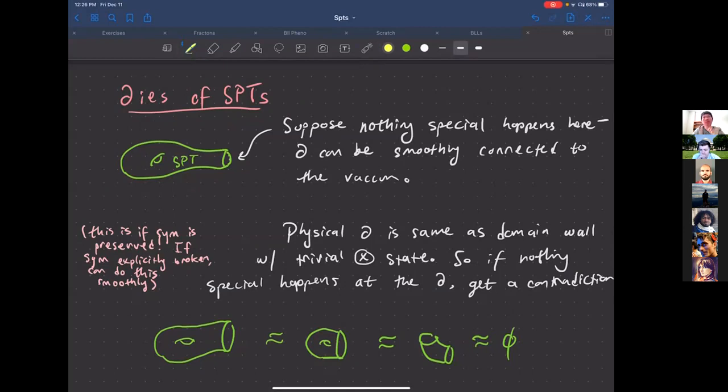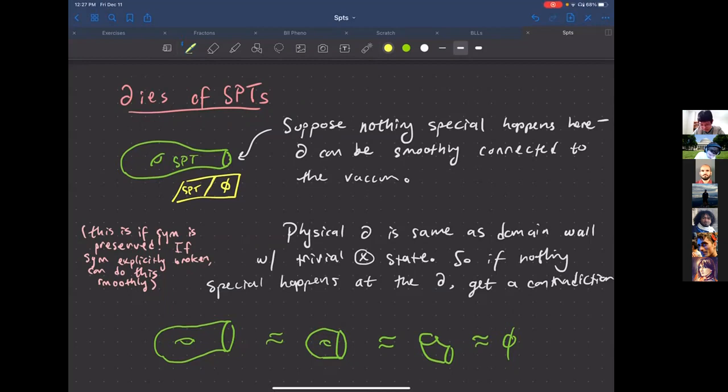Okay, so here's the boundary. Suppose that nothing special happened on the boundary. Then, the boundary of a manifold: I have my SPT here on this manifold, and then I have a boundary. The boundary is essentially just like a domain wall between that system and a trivial gapped system, right? So if I have my SPT here, and then I have this trivial vacuum phase, where the trivial vacuum phase is not only gapped and non-degenerate, but when I couple it to any fields, the response theory is also trivial.